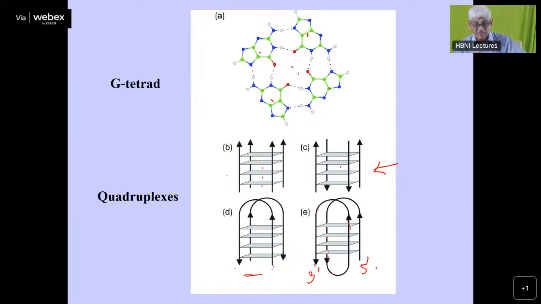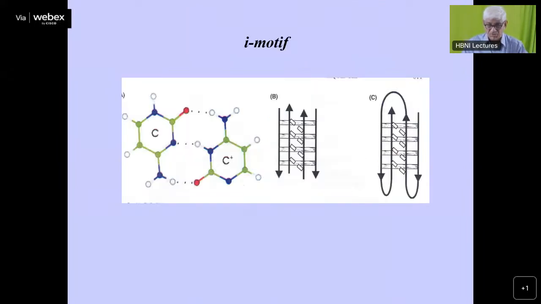So all of these are important from the point of view of understanding the mechanisms of the diseases and controlling the diseases, design of drugs for the diseases. So the structures of these are important to understand. So for a long time, of course, the Gs were considered as the only ones which can form the tetrads. But later, in the late 90s or something like that, I don't remember the years here, it was found that you can also form a different kind of quadruplex structure using the Cs.